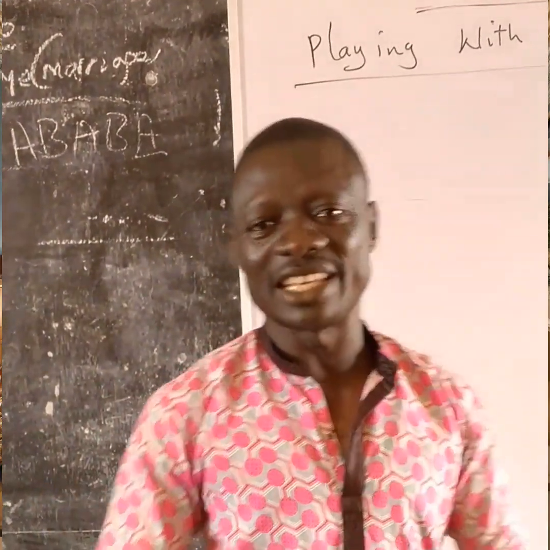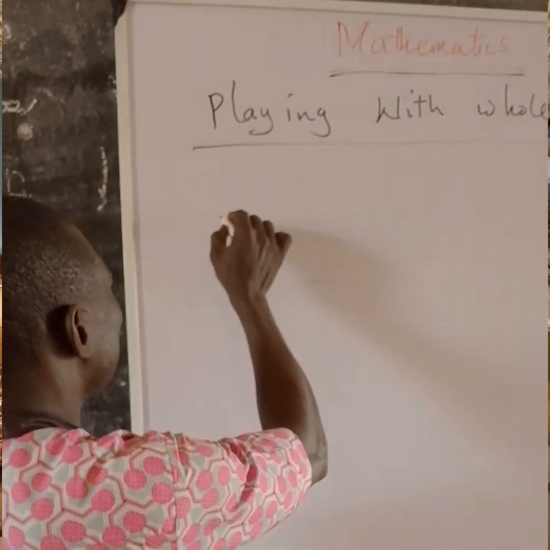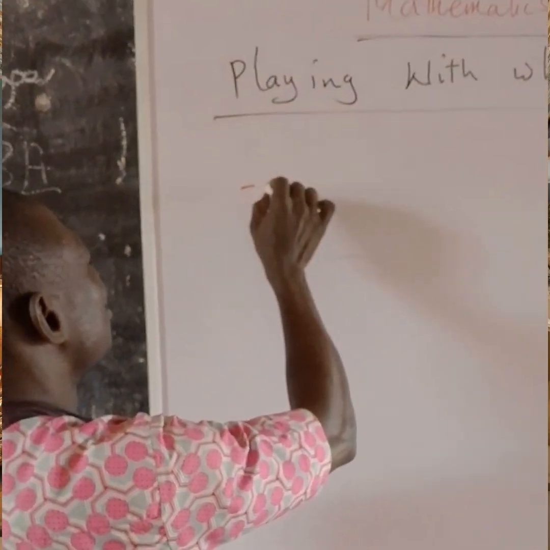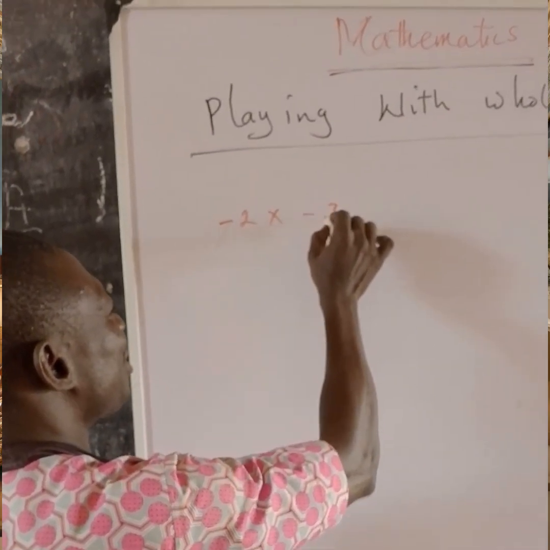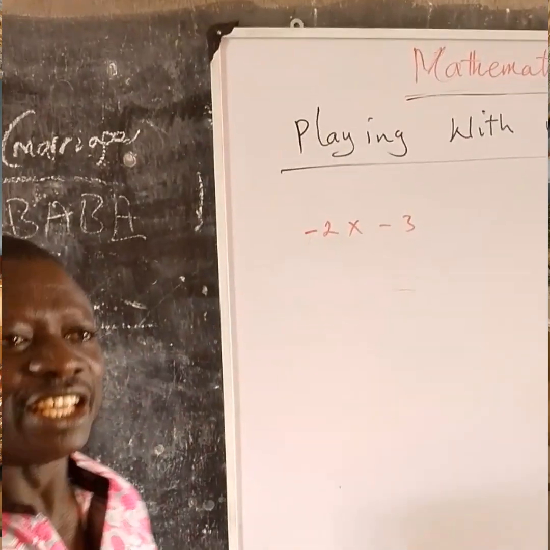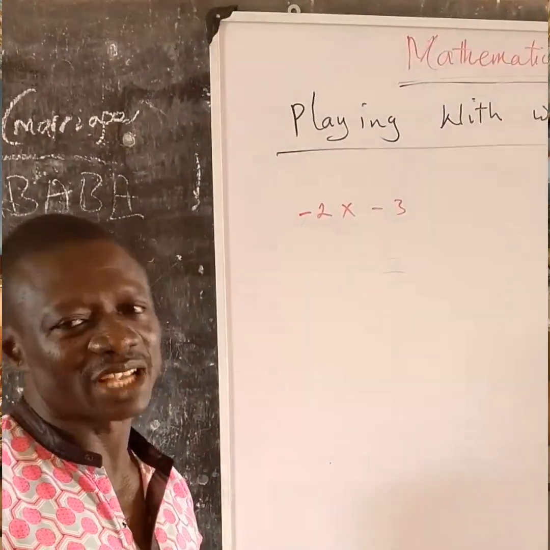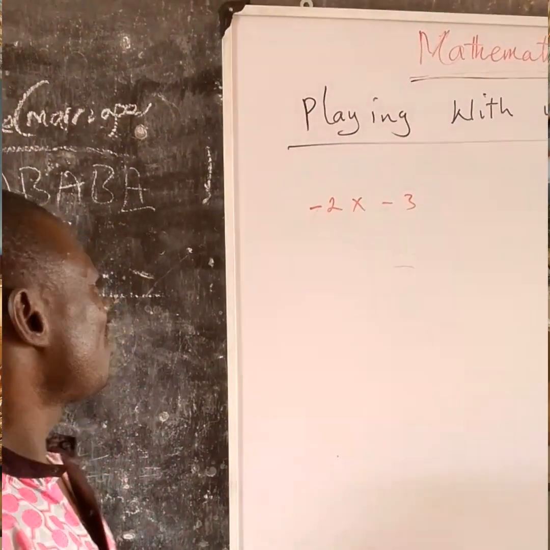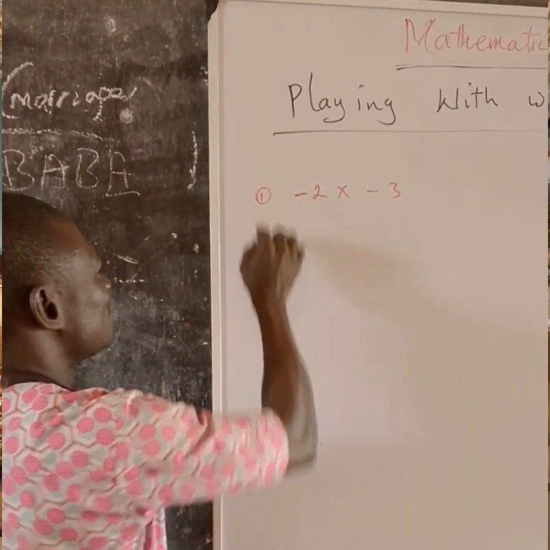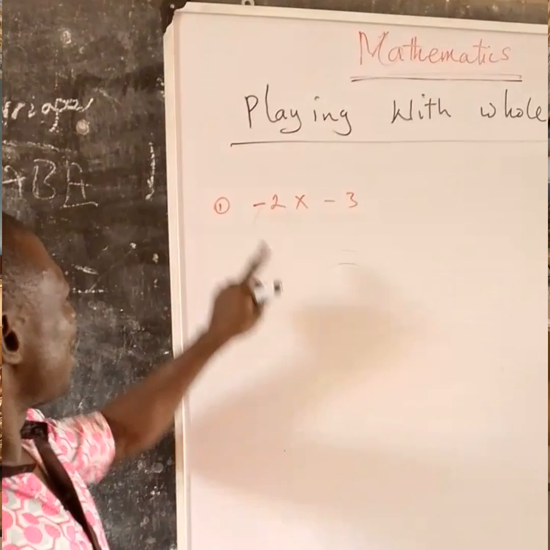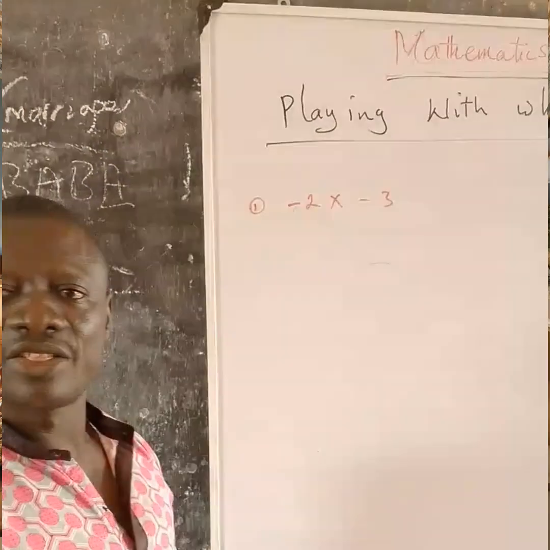Today, we want to look at it this way. Assuming we have example 1: minus 2 times minus 3. In mathematics, the sign that belongs to a number comes before that number. And so, in this example 1, minus 2 times minus 3, the first sign belongs to this 2, and this second sign belongs to this 3.